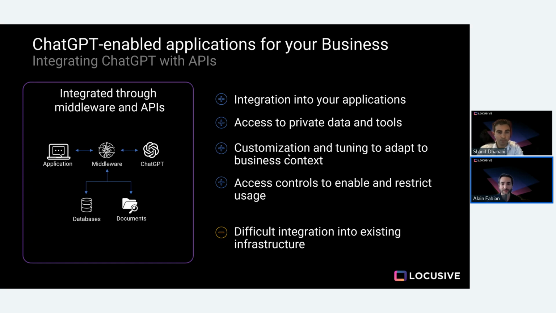Second, access to private data and tools. That's to reduce hallucinations and make sure it knows all the context it needs to answer questions the way your business needs it. Third, you can customize and tune it. Again, there are a lot of ways to do some prompt engineering for ChatGPT to make sure it answers the way you want it to. With a middleware, you can let it take care of all of that. Fourth, we mentioned that before, access controls. Obviously, if you have a middleware in the middle, it can act as a sort of firewall between ChatGPT and your different apps, users, and tools. All that is great, but one of the main drawbacks is that it's not that easy to do.